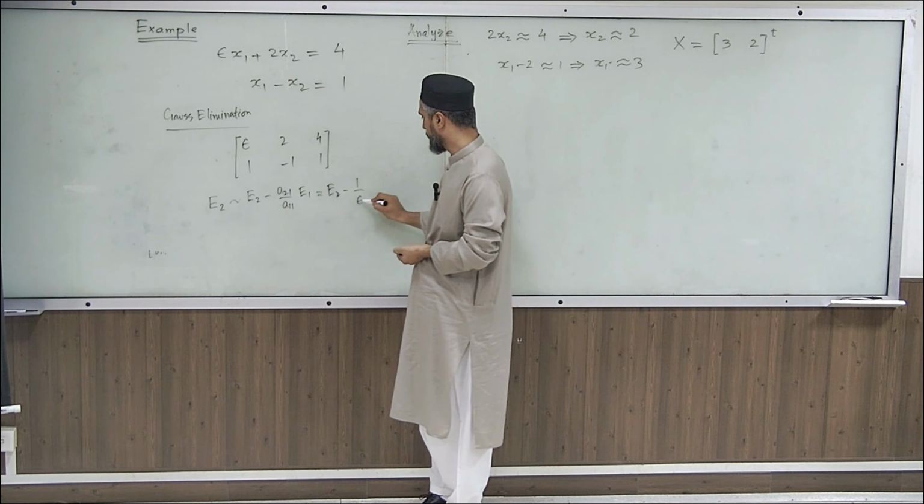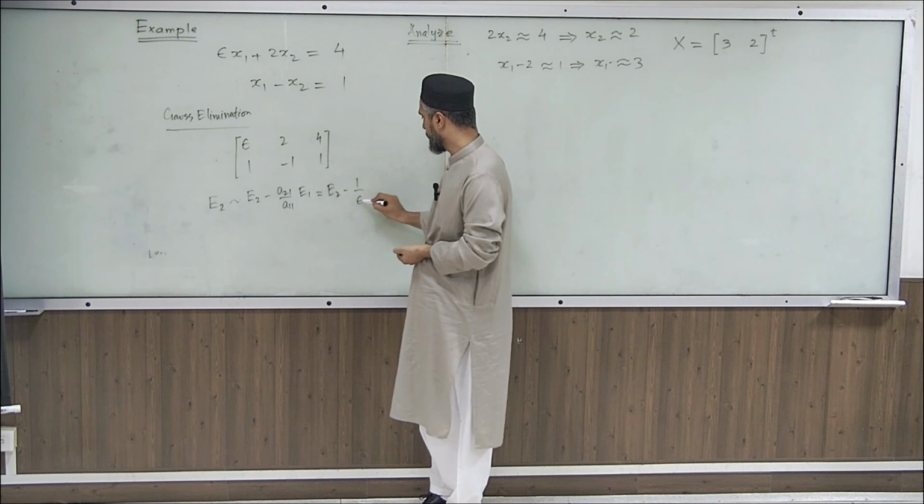Okay, then we have 1 minus 4 over epsilon. If we do this operation, that's how we'll get it. And now it is in the form where we can perform the backward substitution. So let's perform a backward substitution.